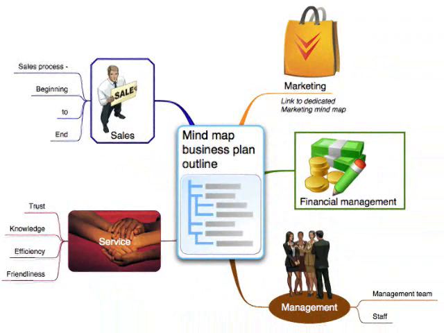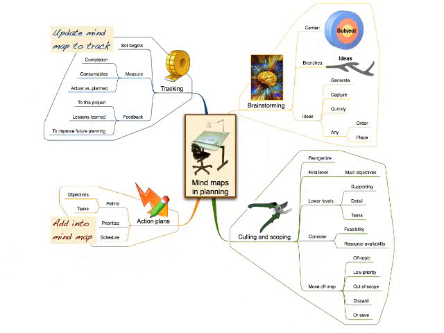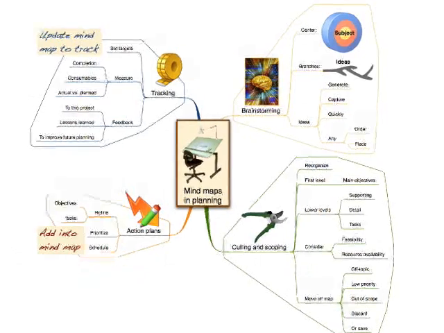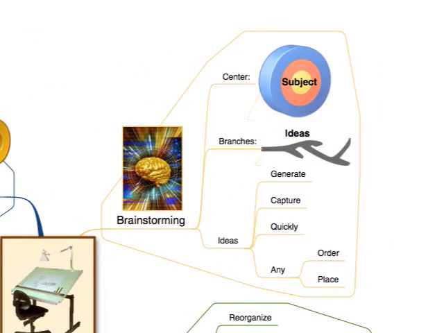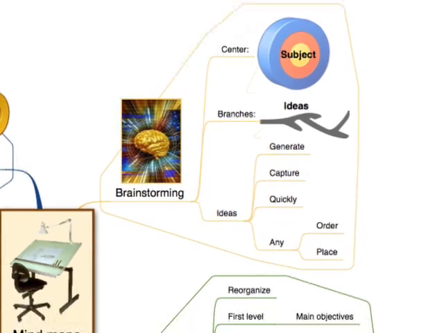When using mind maps for planning, it's important to use the general planning principles as shown on this mind map. The first step is brainstorming, where you start at the center of the mind map with the subject and then add branches for each main idea or objective, and then generate the ideas for sub-branches as quickly as you can without worrying about organizing them at this stage.